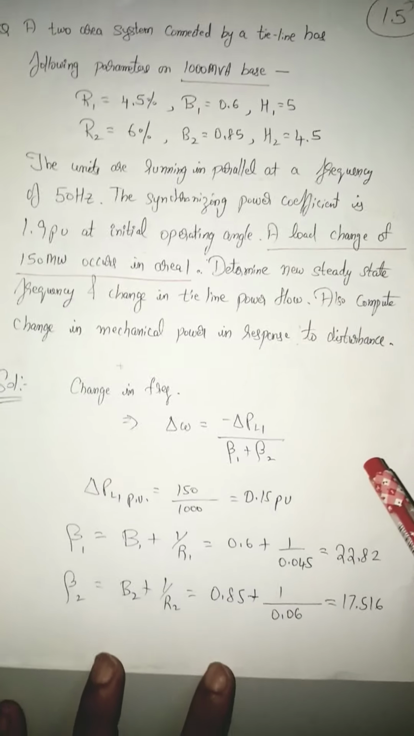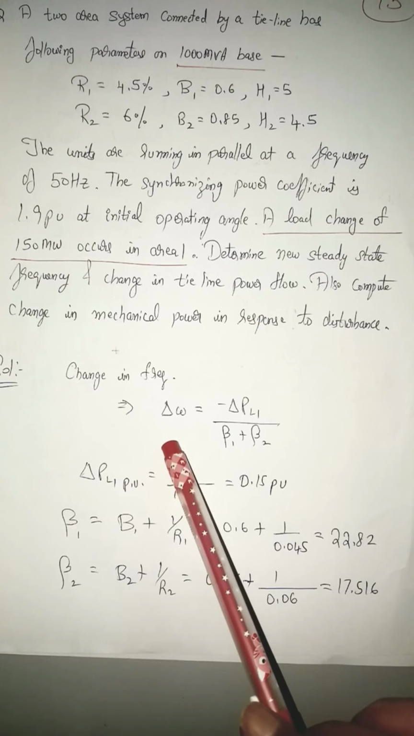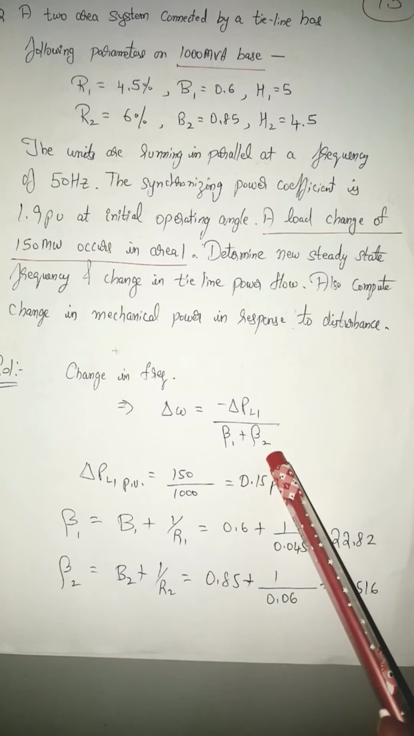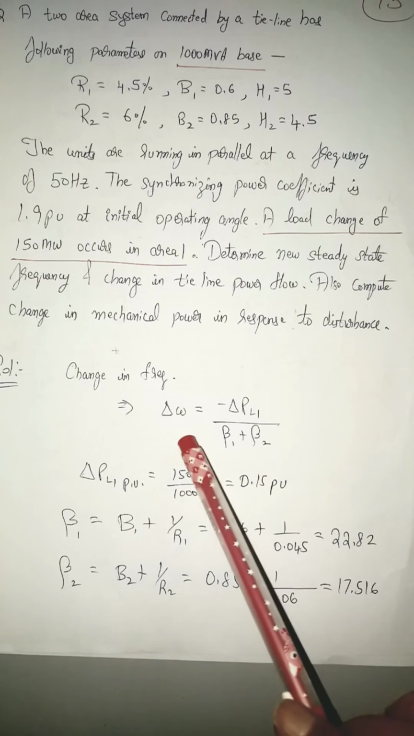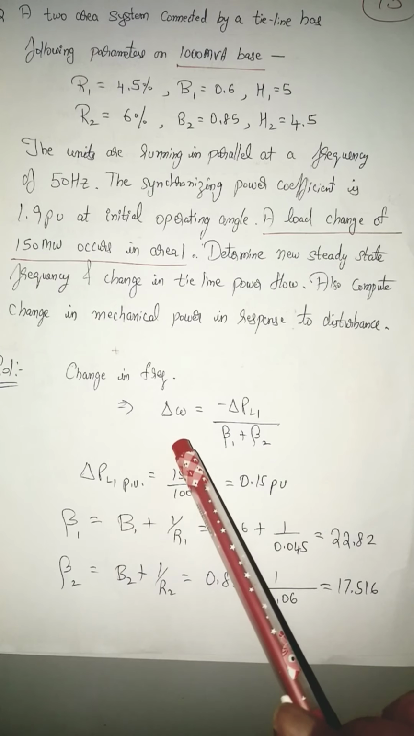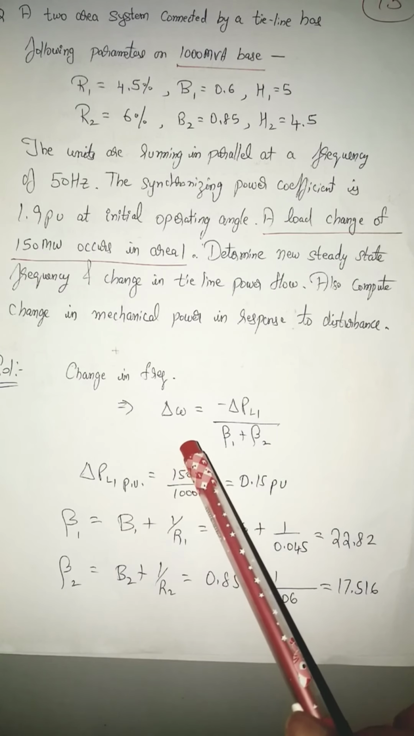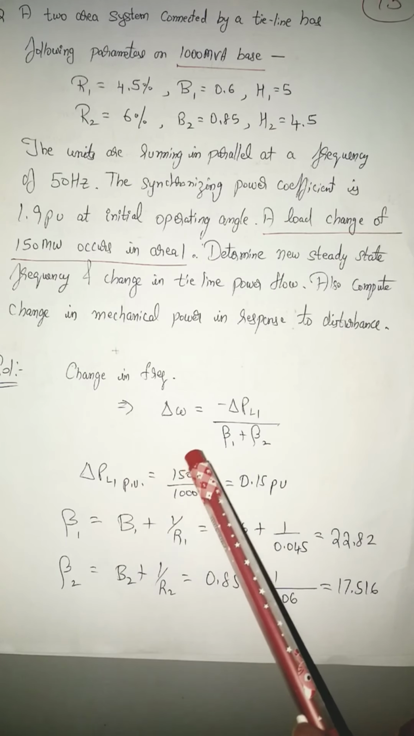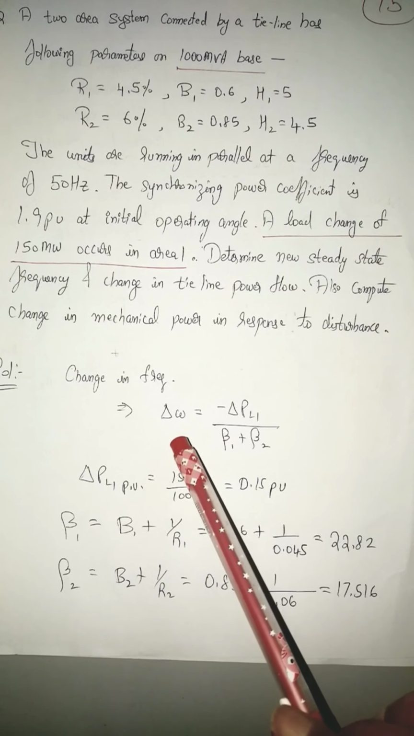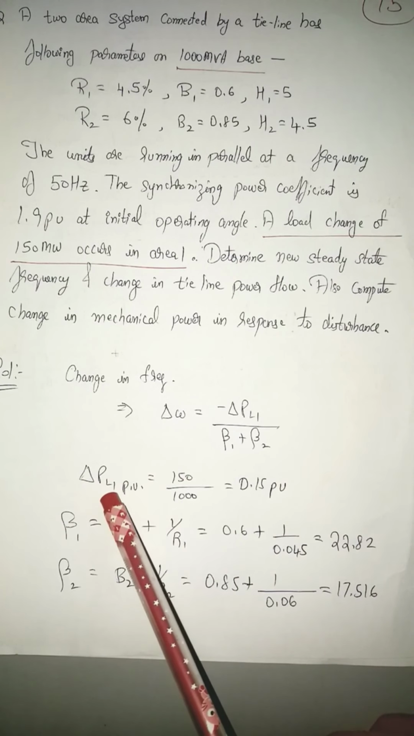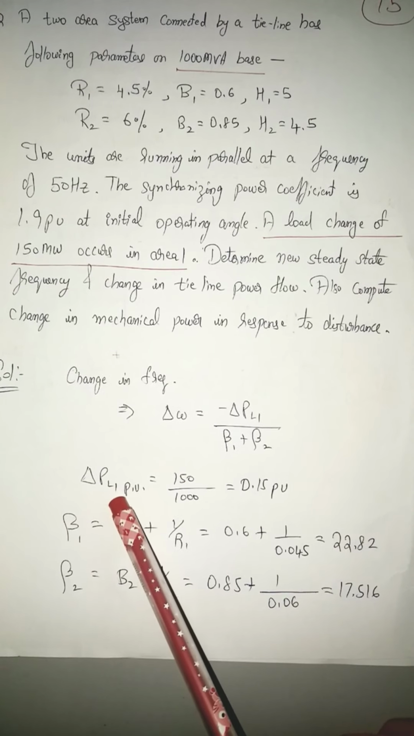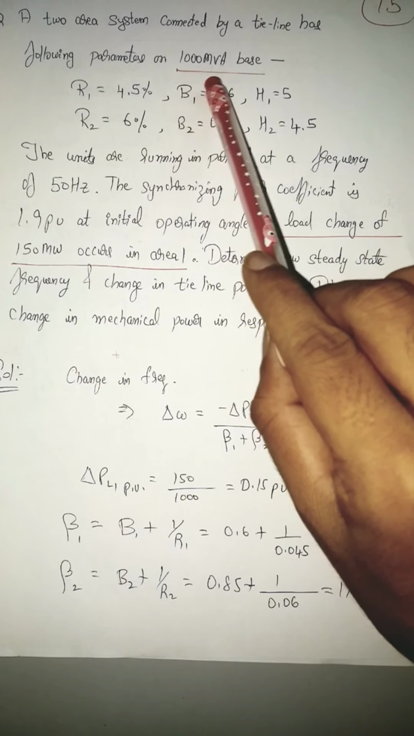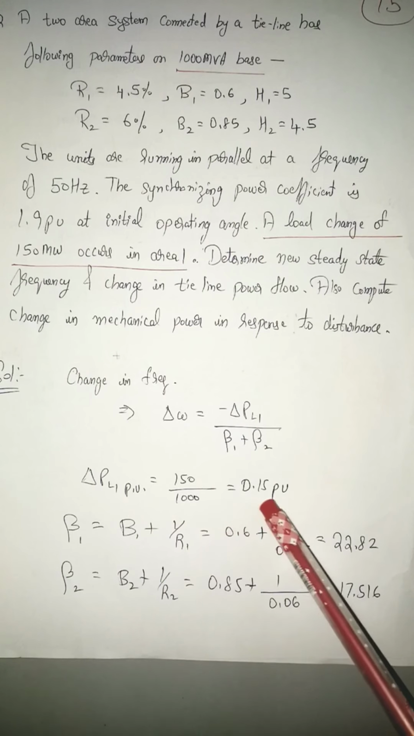So first step is, we'll be using the formulas for finding the change in frequency. I have written delta omega is equal to minus delta PL1 by beta 1 plus beta 2. This was derived in the previous session. Always remember, frequency and speed are interchangeable parameters. In place of frequency, I can write speed, or in place of speed, I can write frequency, because they are directly proportional. So even if you write delta F here, it does not make any difference. Delta PL is nothing but the change in load demand. First, I would like to convert it into per unit. Here you can see 150 MW is the change, and the base value happens to be 1000 MVA. So 150 divided by 1000 will give you 0.15 per unit.